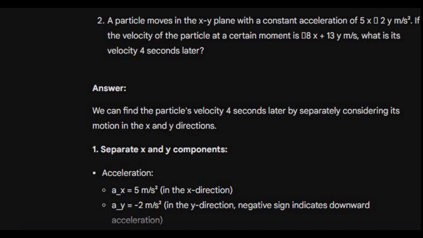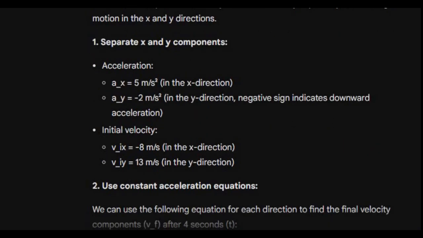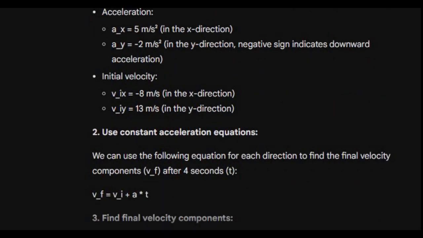1. Separate x and y components. Acceleration: a_x equals 5 meters per square second, in the x direction. a_y equals minus 2 meters per square second, in the y direction, the negative sign indicates downward acceleration. Initial velocity: v_ix equals minus 8 meters per second, in the x direction. v_iy equals 13 meters per second, in the y direction.